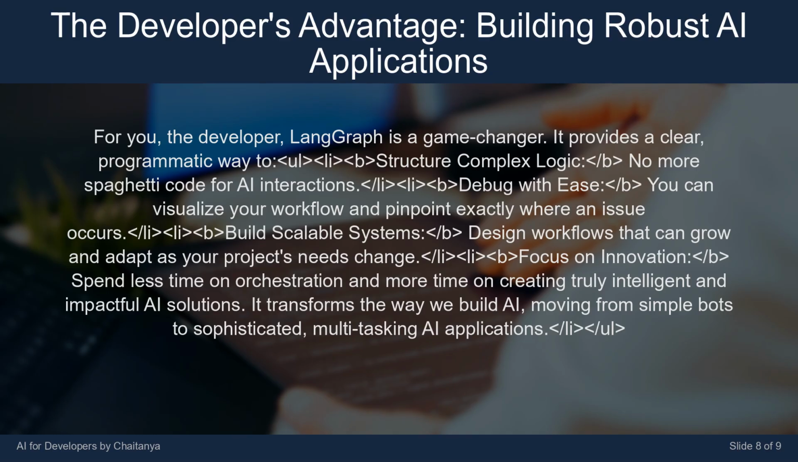Build scalable systems: design workflows that can grow and adapt as your project's needs change. Focus on innovation: spend less time on orchestration and more time on creating truly intelligent and impactful AI solutions. It transforms the way we build AI, moving from simple bots to sophisticated, multitasking AI applications.